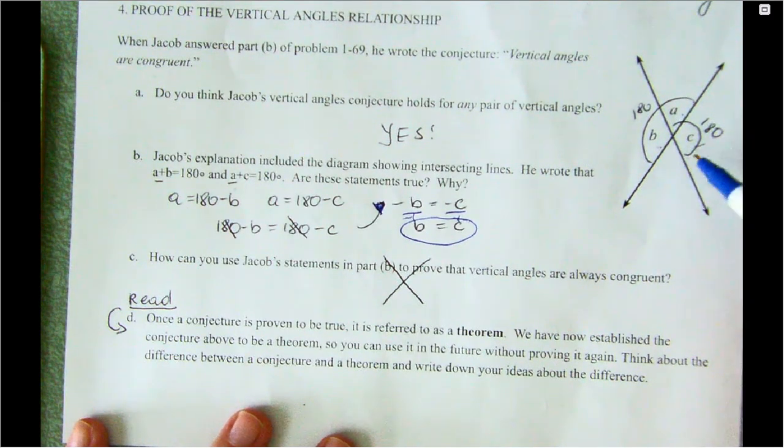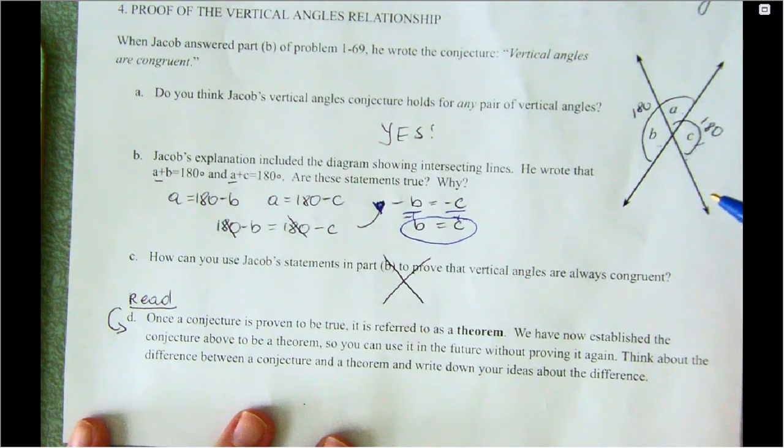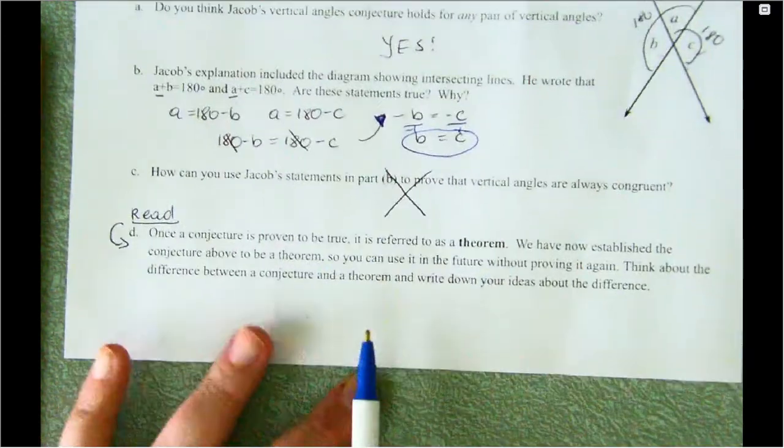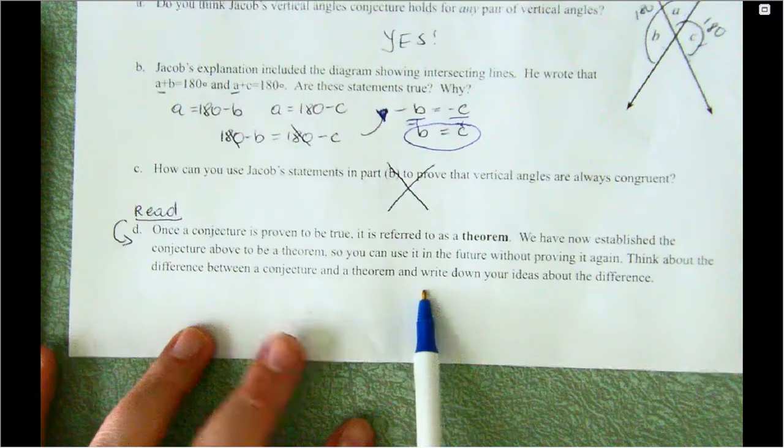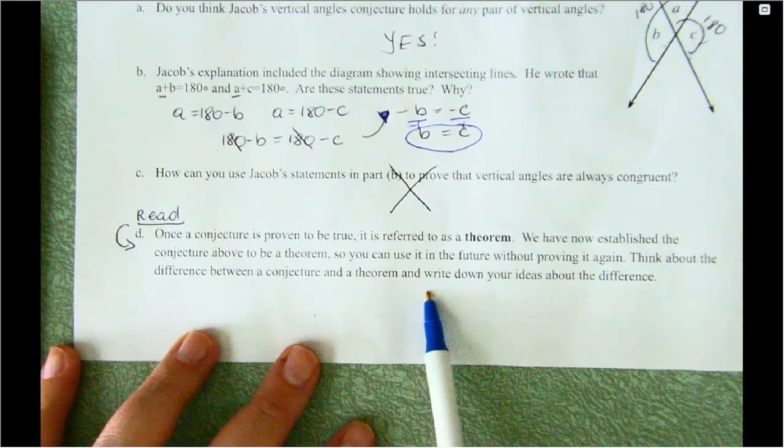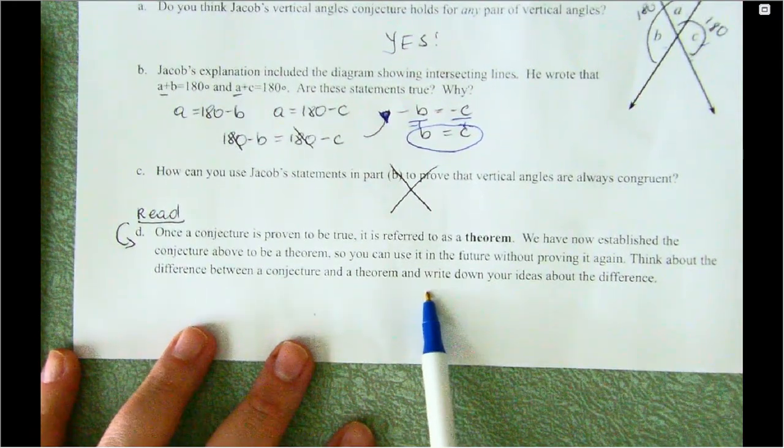I can do the same thing using C and then find that A and this angle are congruent. So every pair of vertical angles is congruent. This one, guys, is just for you to read, so please read that. And those are the notes for angle relationships.